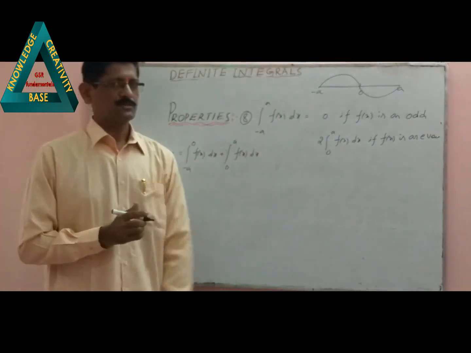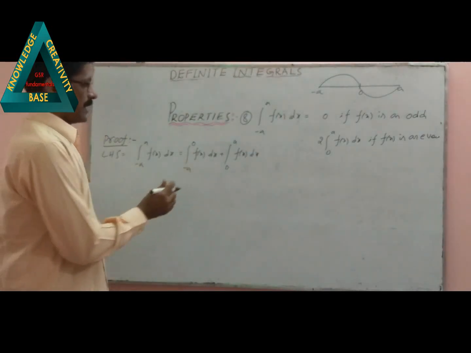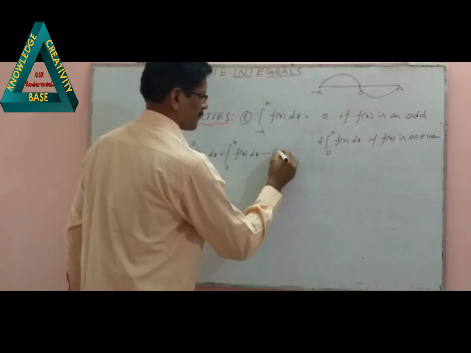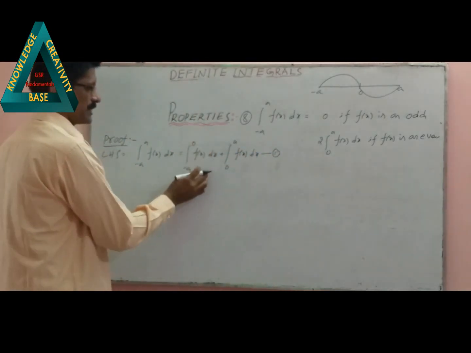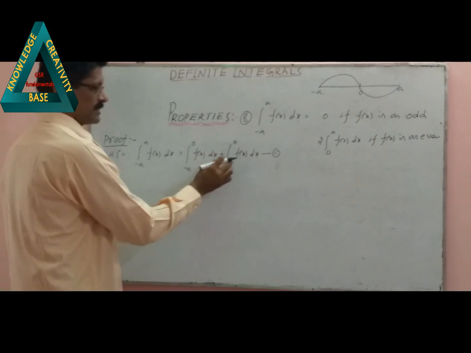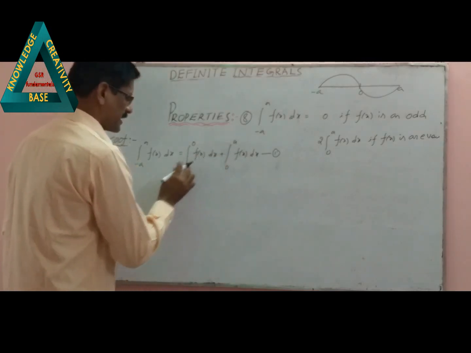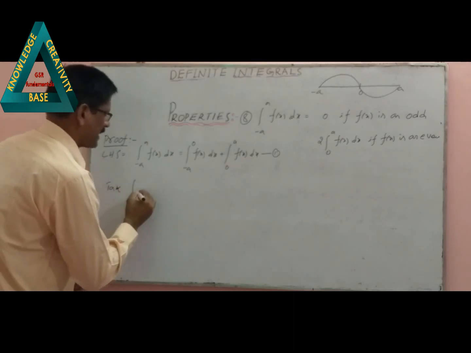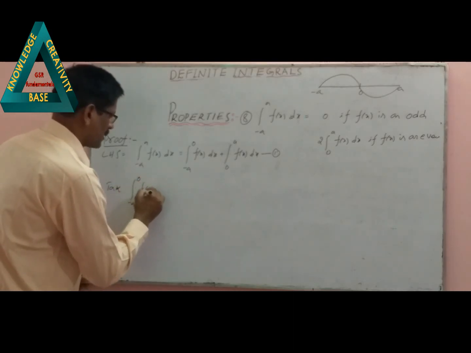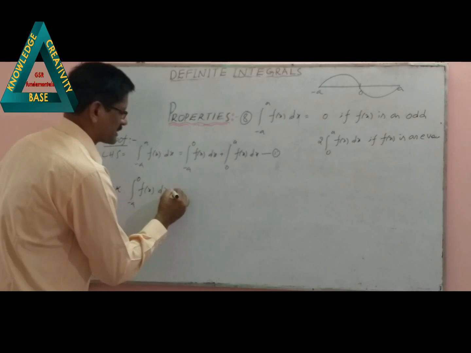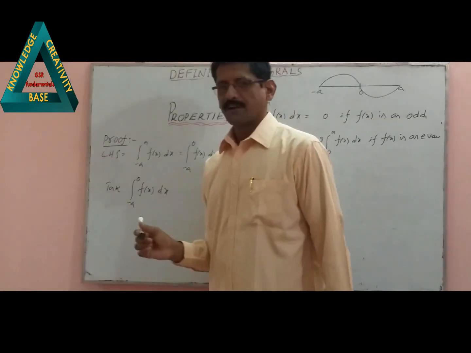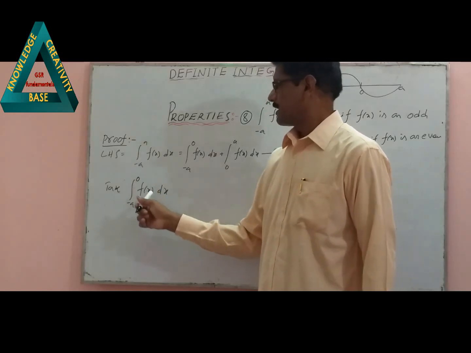So observe in the diagram. So take this value. Okay, this is 1. What is the value of this one? This is the first definite integral. This is the second definite integral. Take this one: the integral from minus a to 0 of f of x dx. What is the definite integral value of this function?